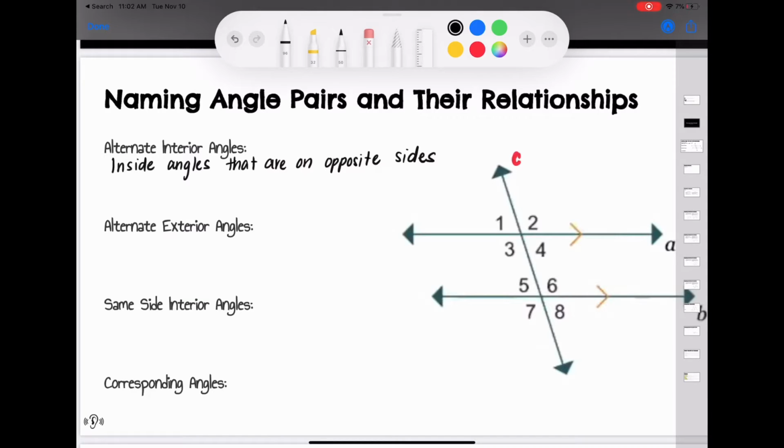Let's look at a set of alternate interior angles. I'm going to look at angle 3 and 6. These are two angles that are inside and on opposite sides. Angle 3 and angle 6. Angle 3 and angle 6 are also considered congruent, meaning they have the same angle measure.